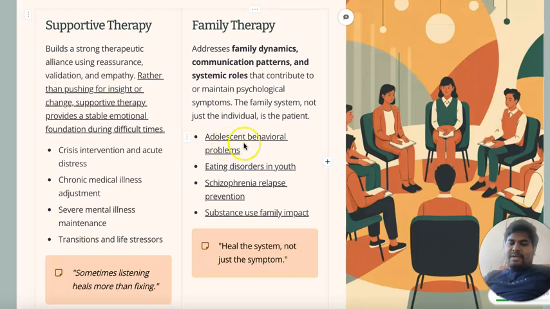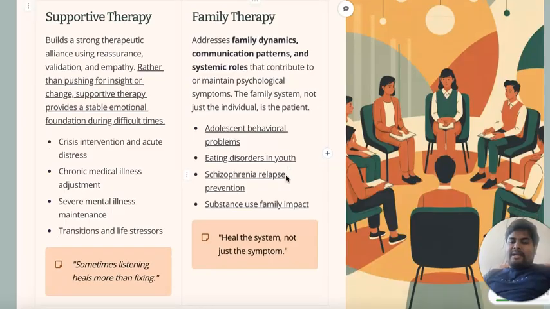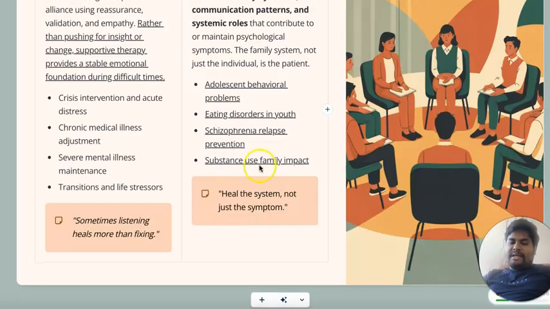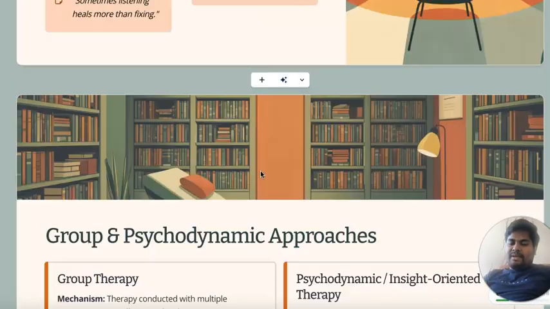So again, we do it for adults' and youths' behavioral problems, and eating disorders in youth. So the family members learn how they can deal with that, how to cope with that, how to encourage your child against the eating disorder and something like that. And against schizophrenia relapse, for relapse prevention. If anyone in the family has schizophrenia, the whole family unit needs counseling and therapy on how to adapt themselves and how to play their roles in bringing positive changes in the patient. So this is about family therapy. Again, if the family has a member who has a habit of substance use, then in that case we may need to provide them the family therapy.